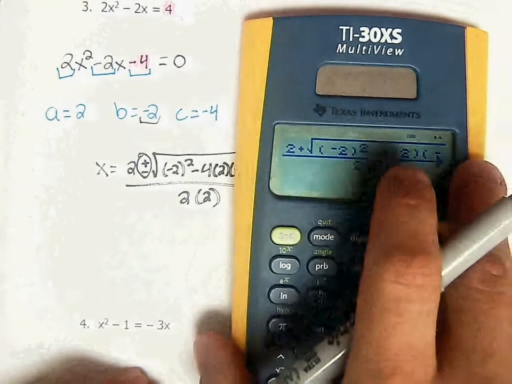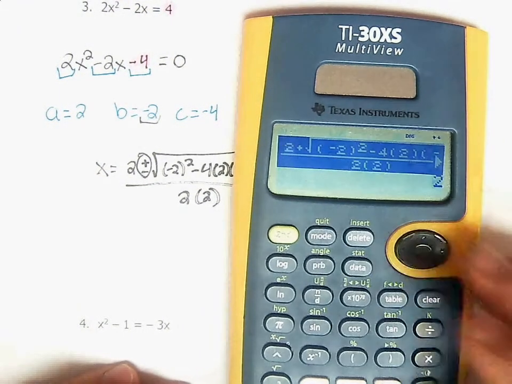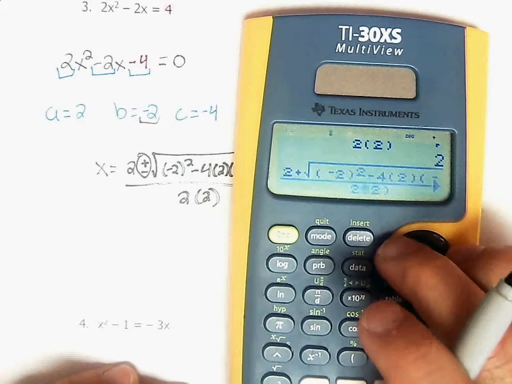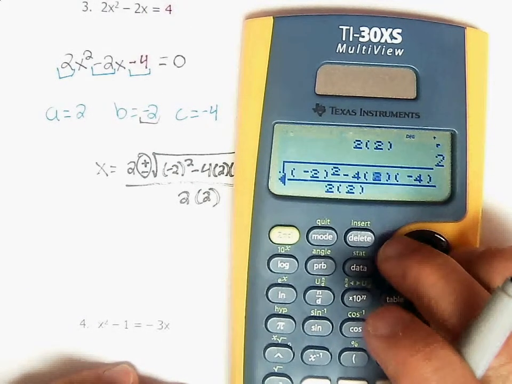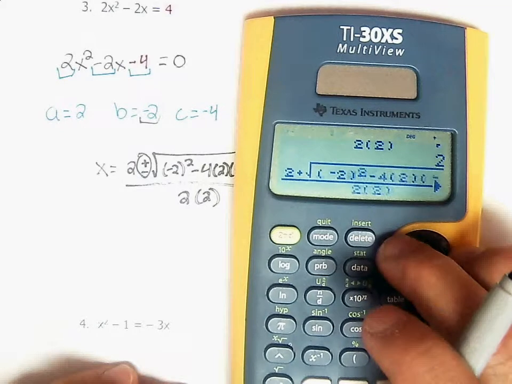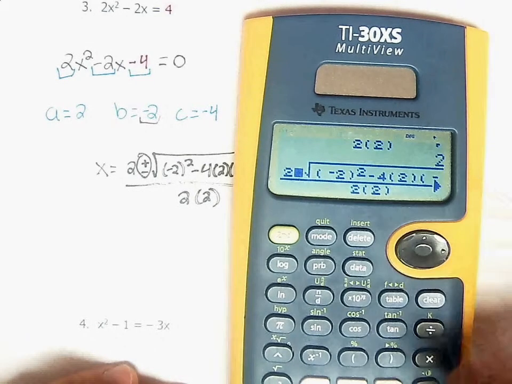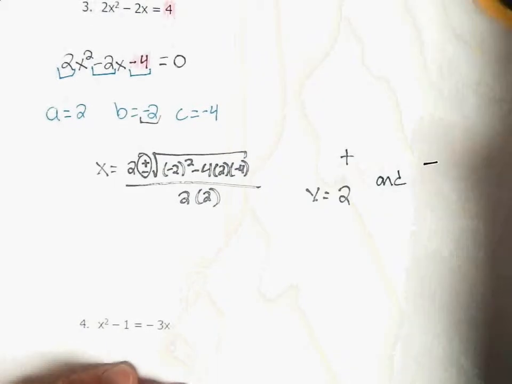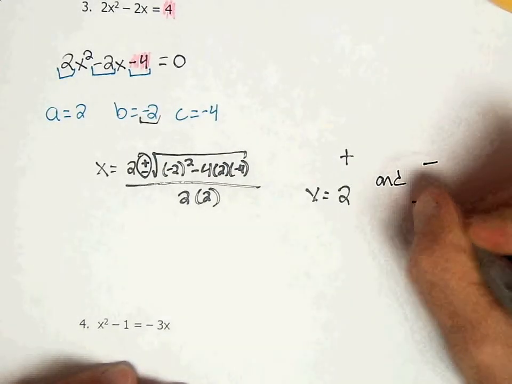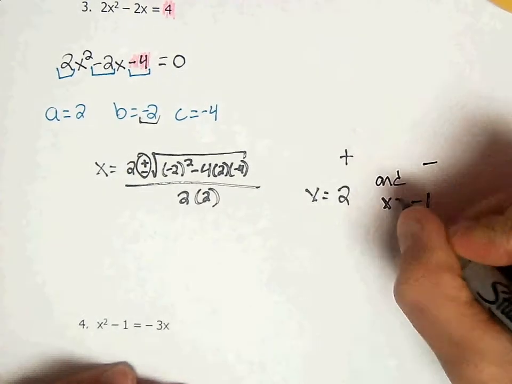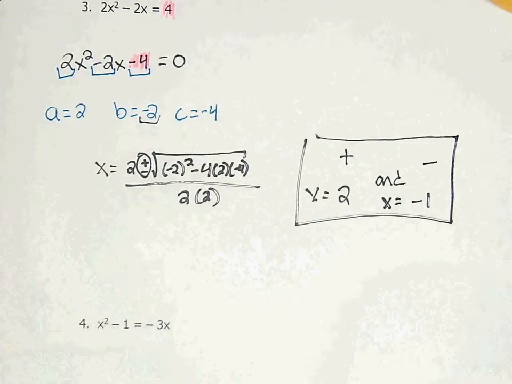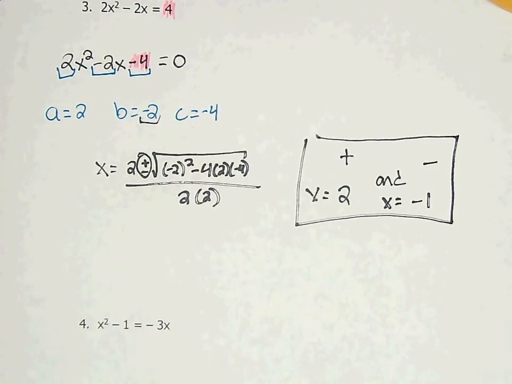What happens when I use the minus sign? Well, let's find out. Let's scroll over. Change that to a minus sign. Hit enter. X equals negative 1. That was a pretty problem. So x equals 2 and x equals negative 1. That's your 2 answers. And we're done. So that's problem number 3.